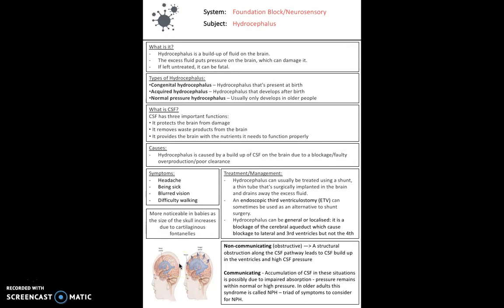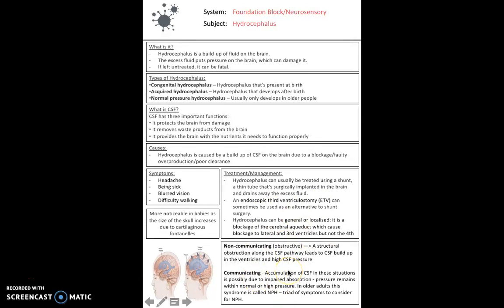that are formed at birth and therefore it's more noticeable because the size of their head almost appears to swell. The treatment for this can usually be done with a shunt, so this is a thin tube that's surgically implanted in the brain and drains away the excess fluid. Sometimes an endoscopic third ventriculostomy can be used as an alternative to a shunt.